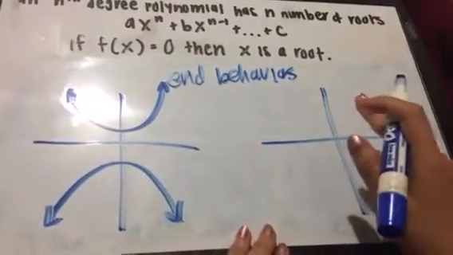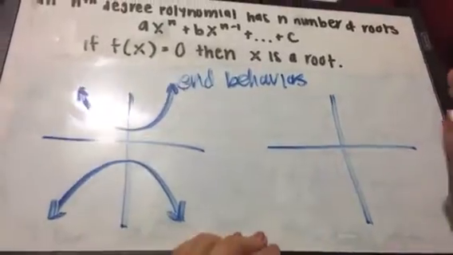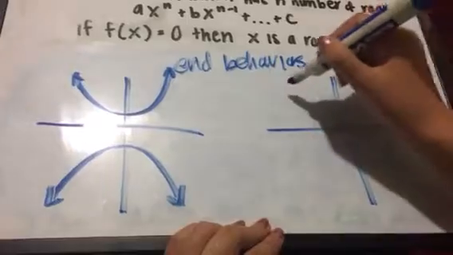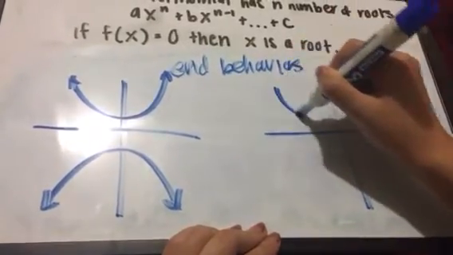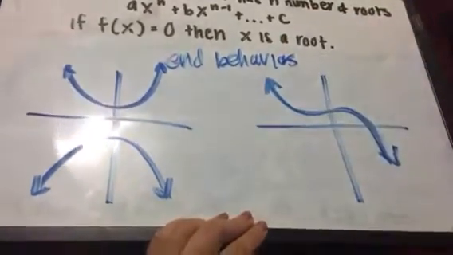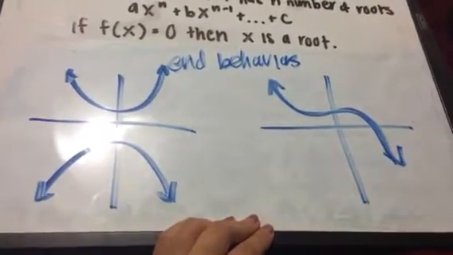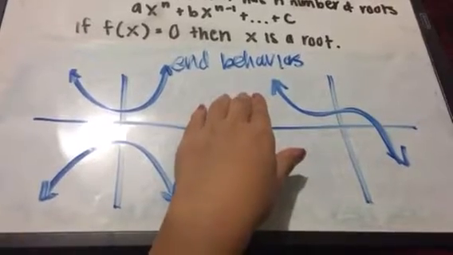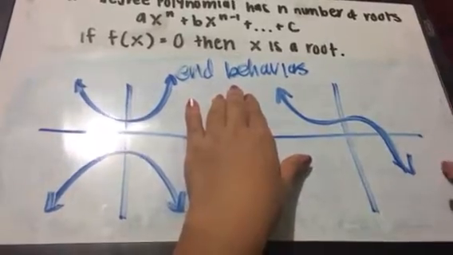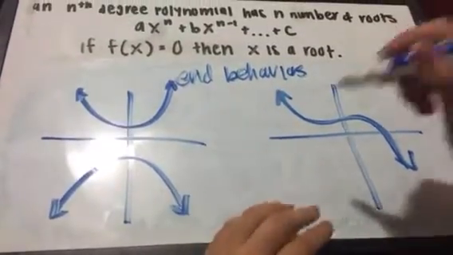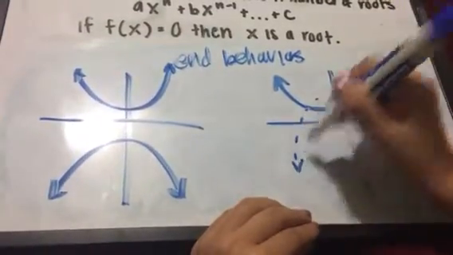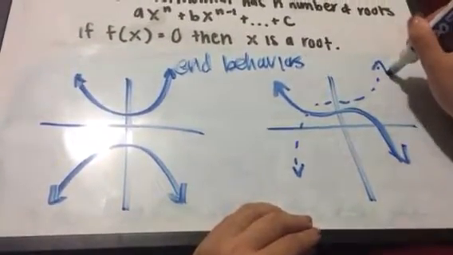That sort of end behavior is for odd degree polynomials. Odd degree polynomials will always have opposite end behaviors, whether it's heading towards the positive on one side and towards the negative on the other side, or if it's heading negative towards one side and positive towards the other.